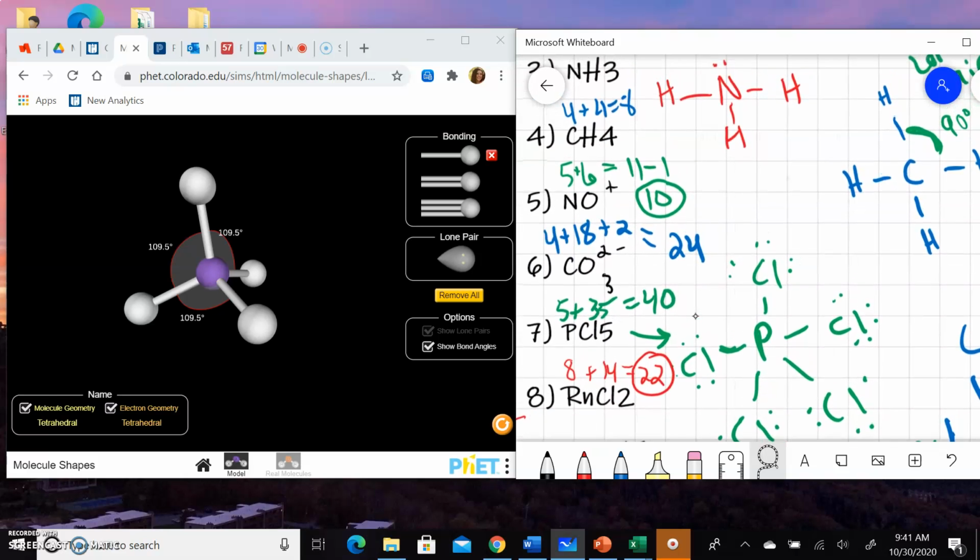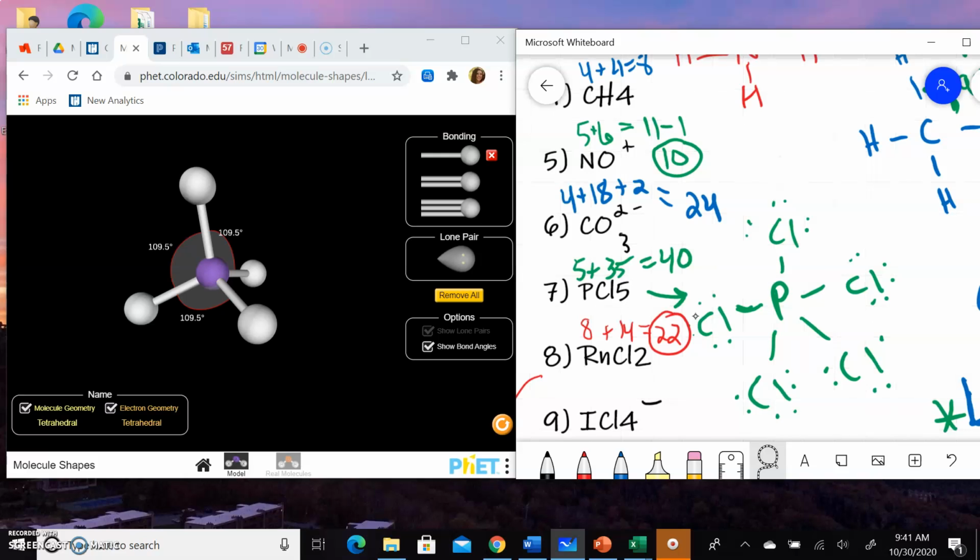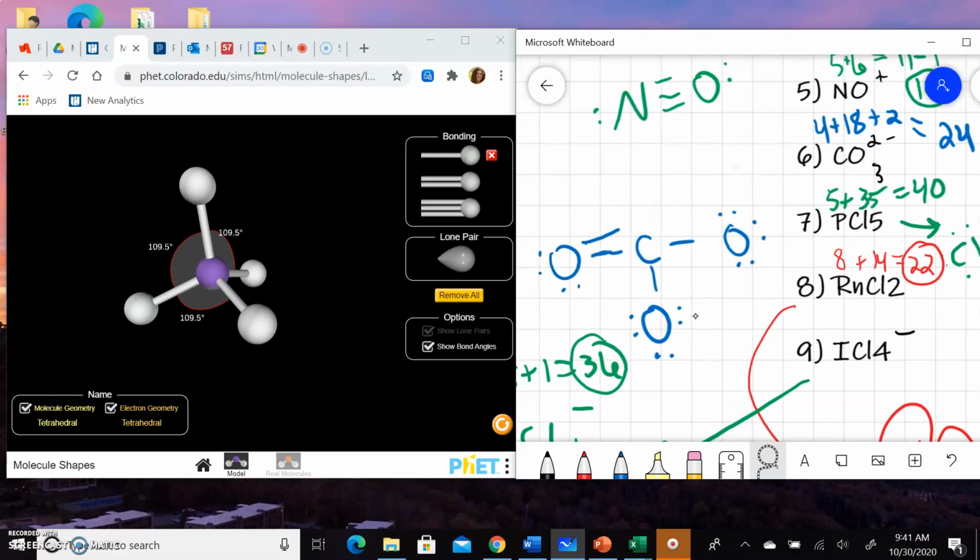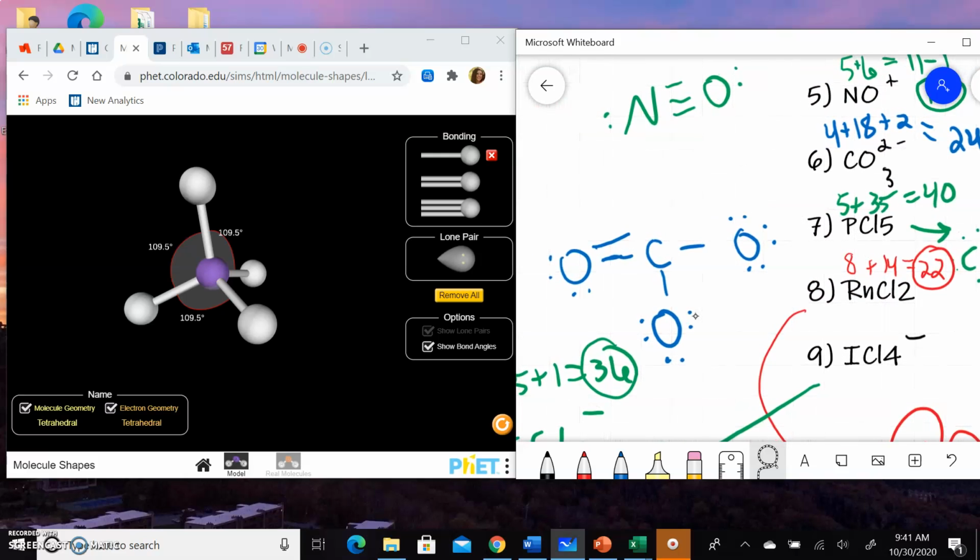All right, our next one is the NO. That's just 2 atoms next to each other. We can move on to the CO3.